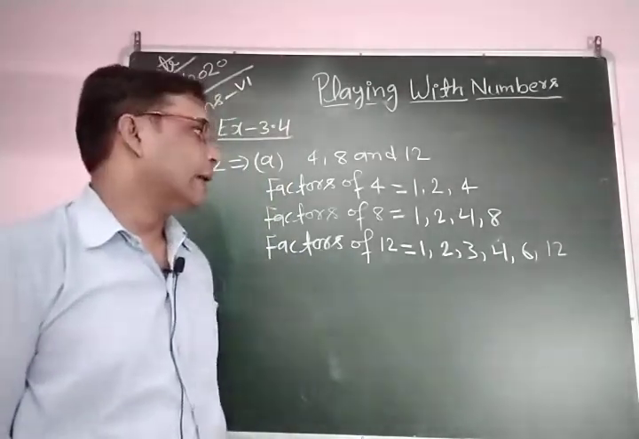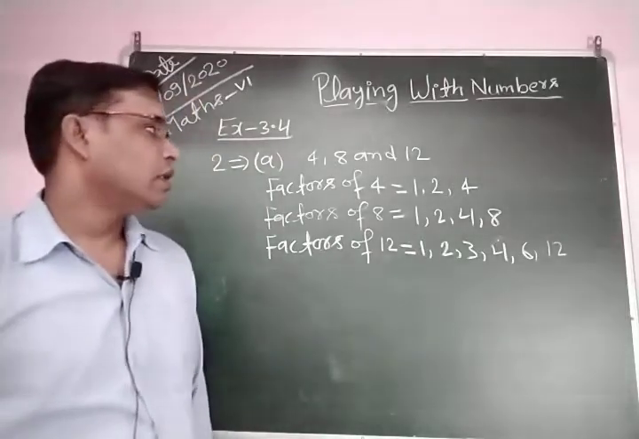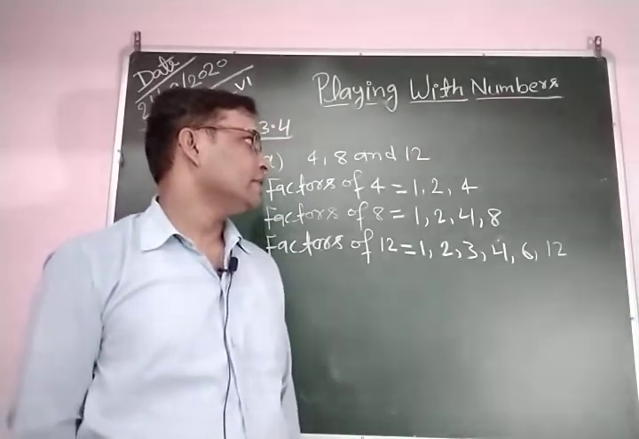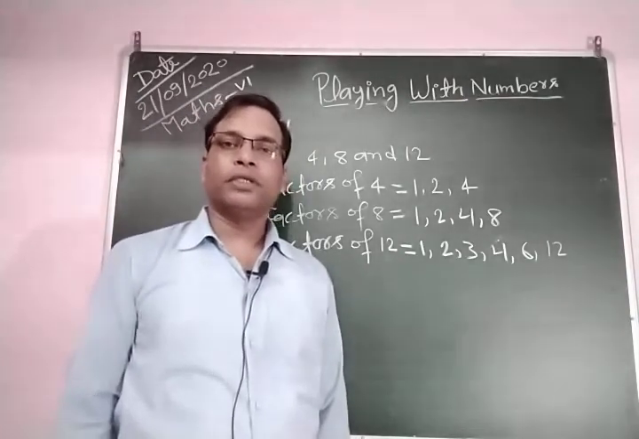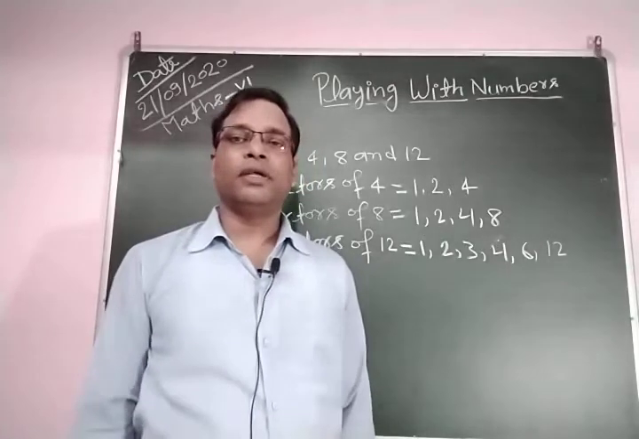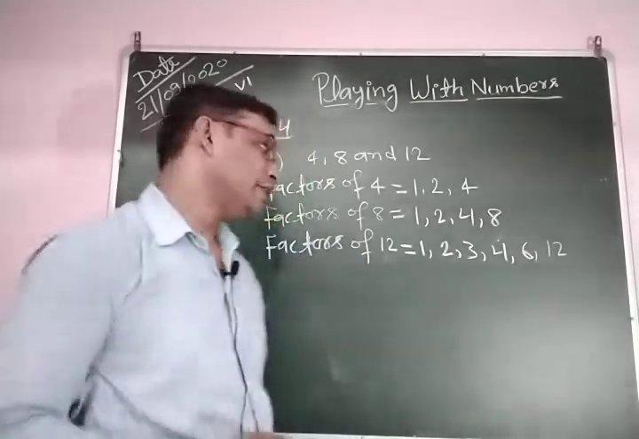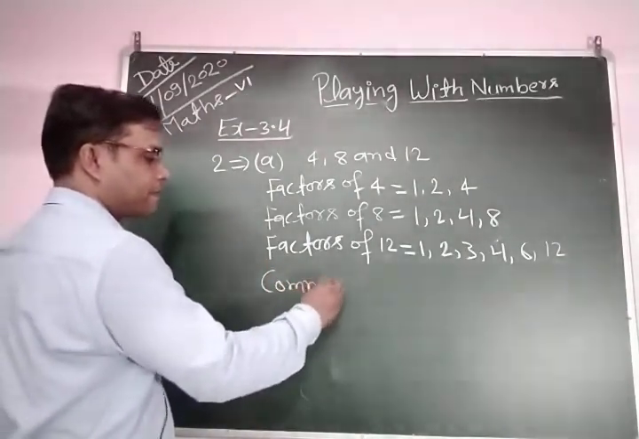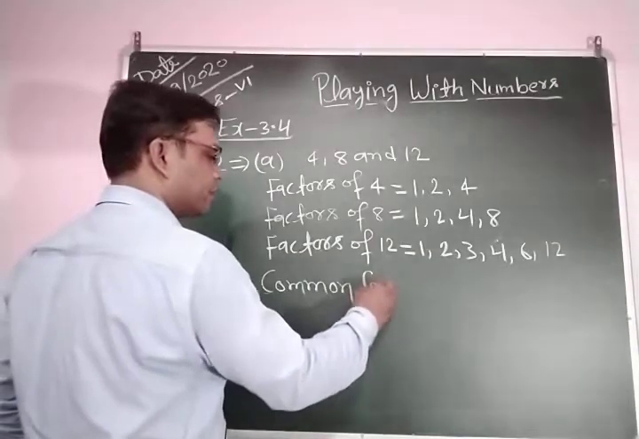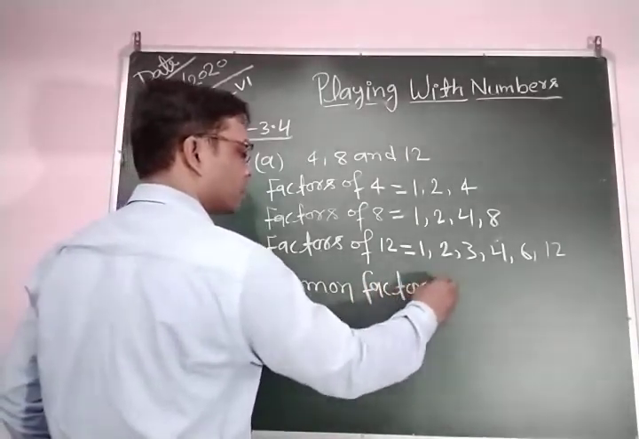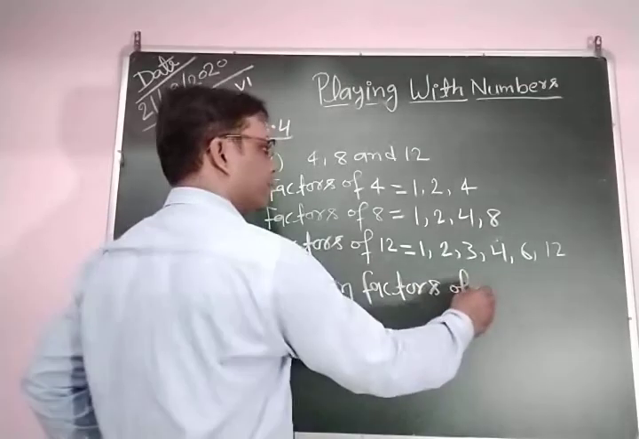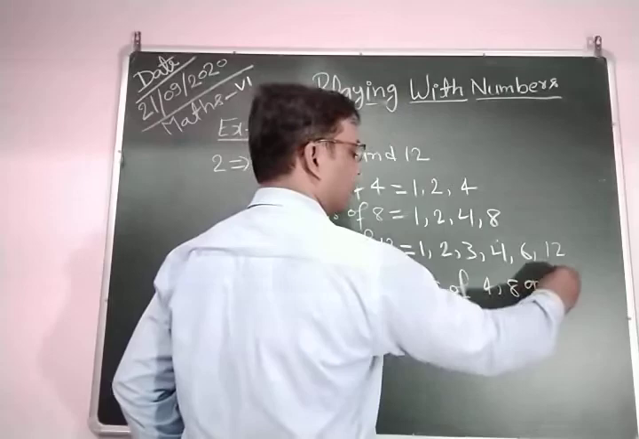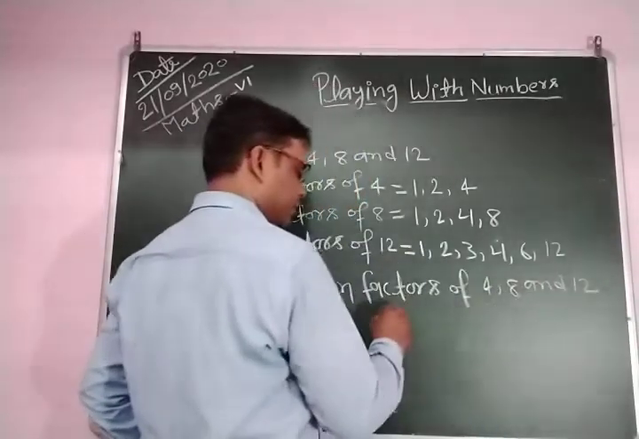And here the factors of 8 are 1, 2, 4 and 8, and the factors of 4 are 1, 2 and 4. So here we need to find the common factors of 4, 8 and 12. So here we write common factors of 4, 8 and 12. This is equal to what?